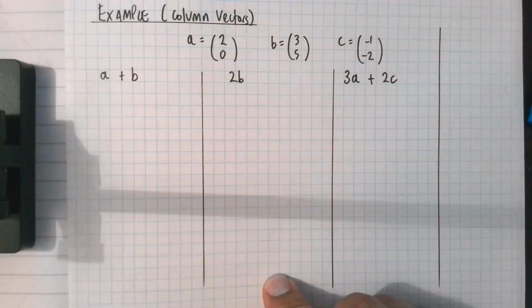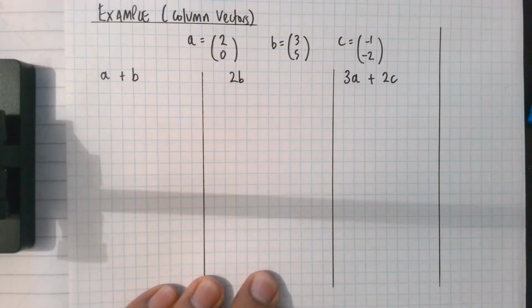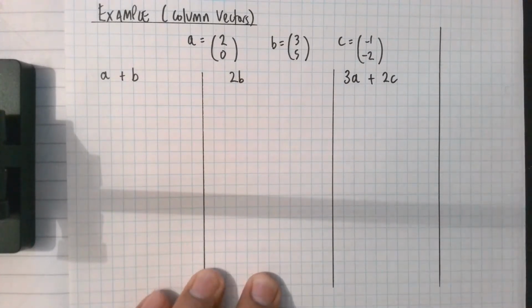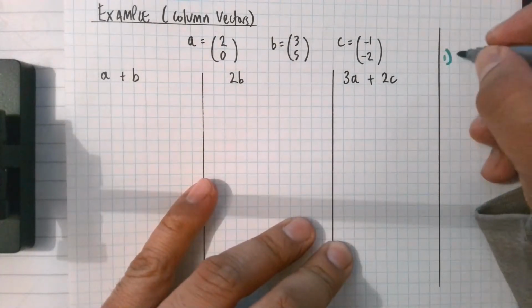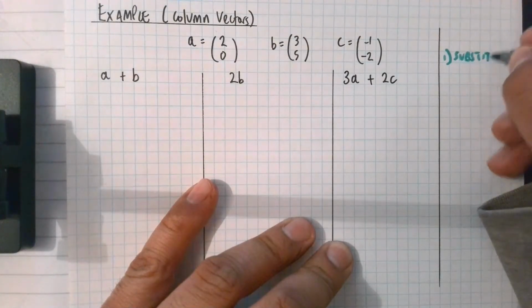We're going to be working with some column vectors for this question. So we've got A equals (2, 0), B equals (3, 5), C equals (-1, -2). Remember, vectors are written so that the horizontal movement is the top number and the vertical movement is the bottom number.